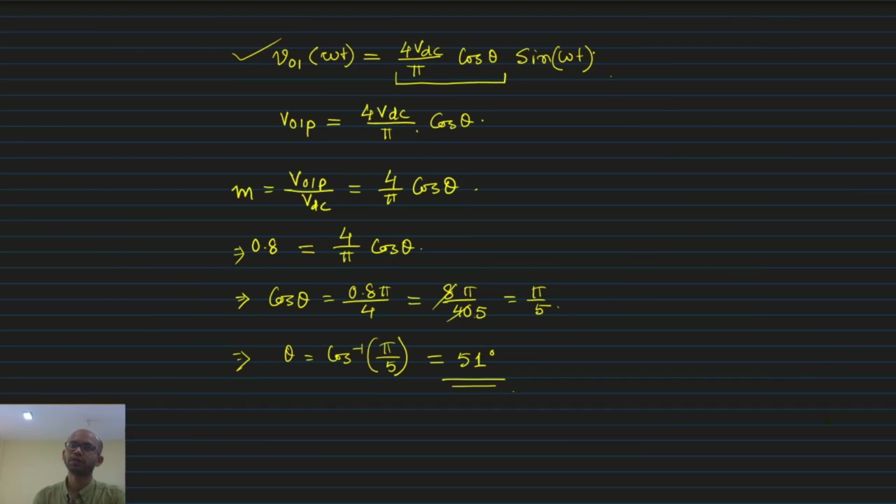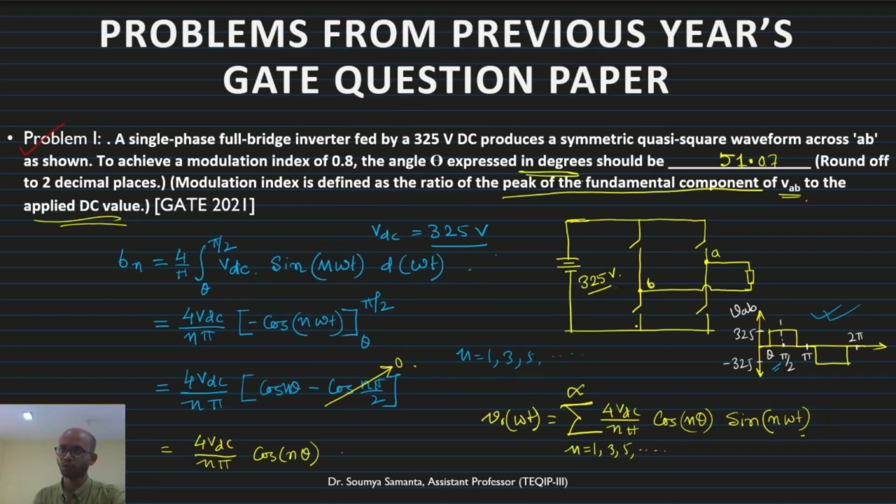Very easy. If you can remember this expression directly, the calculations will be much easier. If not, quickly find this value. Even if you are not able to find the whole thing, at least find the peak value of the fundamental component, that is, replace n equals 1. You get it from this waveform. So observe the waveform, whether half wave symmetry or quarter wave symmetry exists or not. Based on that, you go for the calculations.